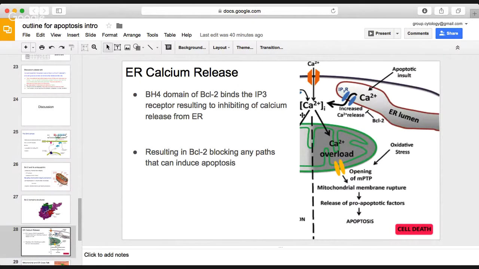However, when BH4 is present, the domain inhibits calcium release in the endoplasmic reticulum by binding the IP3 receptor, which causes the BCL2 to inhibit any path that can induce apoptosis. This just further confirms the results previously talked about in the study, that the BH4 domain is able to inhibit calcium elevation.